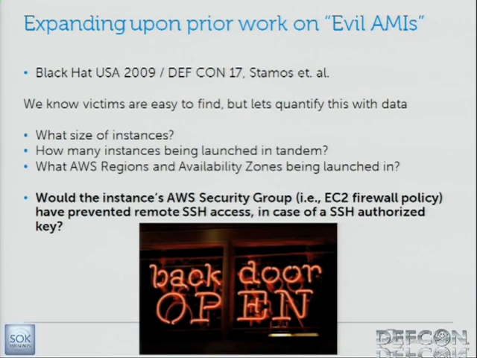So we undertook a project to try and gather some data surrounding this. How easy is it to find victims? What kind of instances are they running it on? What regions are most popular? And most importantly, would their security groups, which is similar to a firewall policy for an EC2 instance, be configured sanely? Don't allow the world to connect to your SSH ports, for example, which would be effective at being somewhat of a hedge against an AMI that has a Trojan SSH daemon or a pre-existing authorized key.